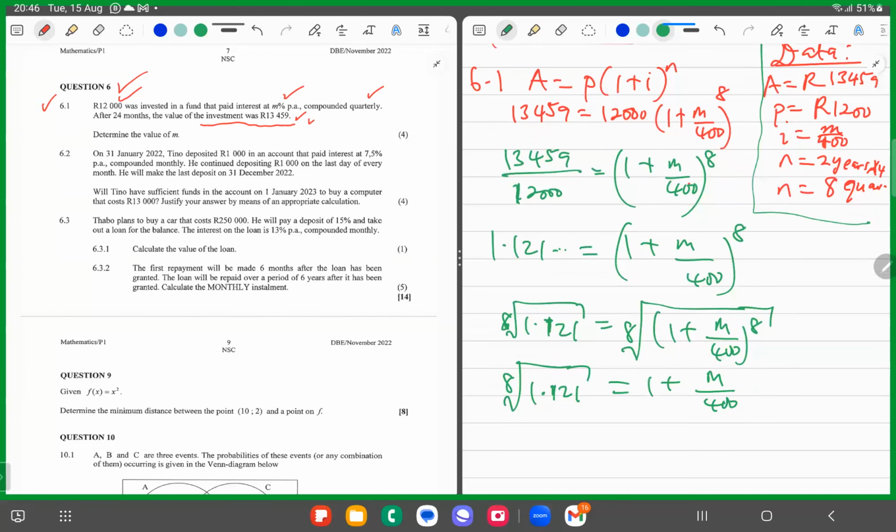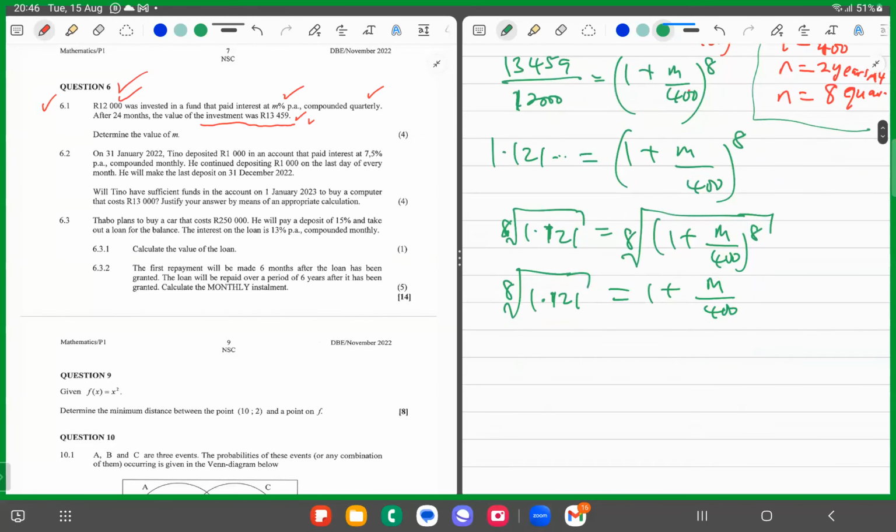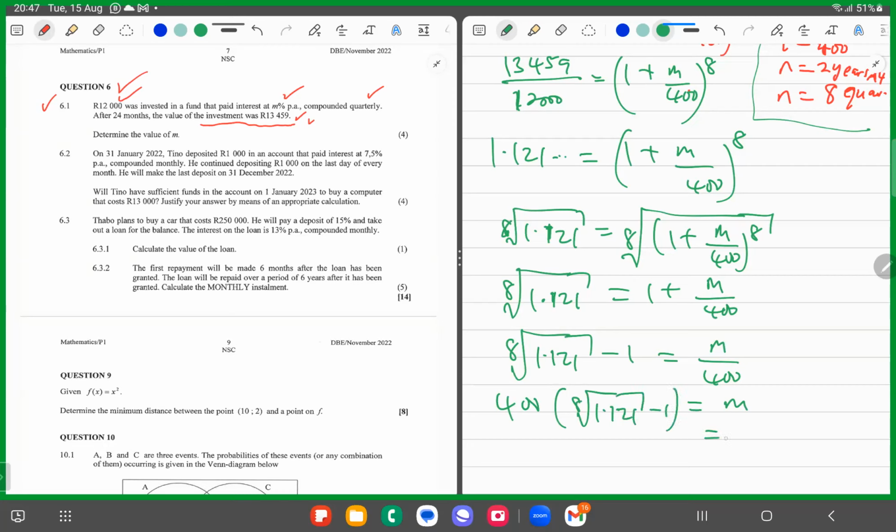And then this is the same as... now you can write this one out. So the 8th root of 1.121 minus 1 is M over 400, which means you can cross multiply: 400 times the 8th root of 1.121 minus 1, which means M equals that. So you need to use a calculator to finish that off.